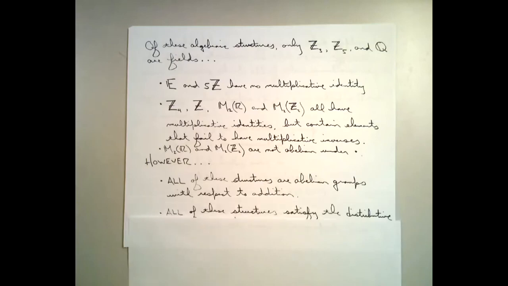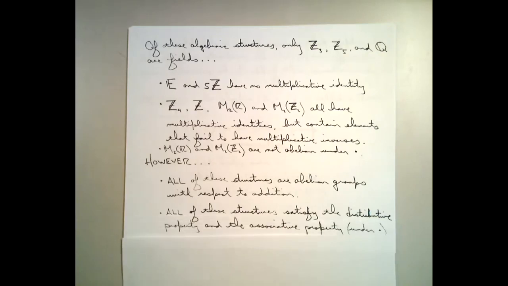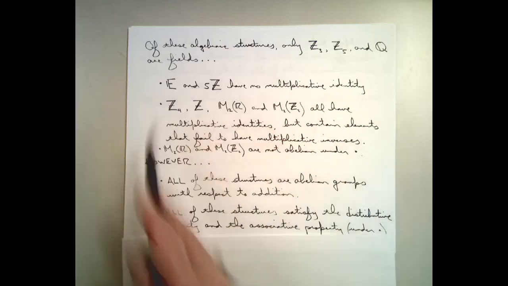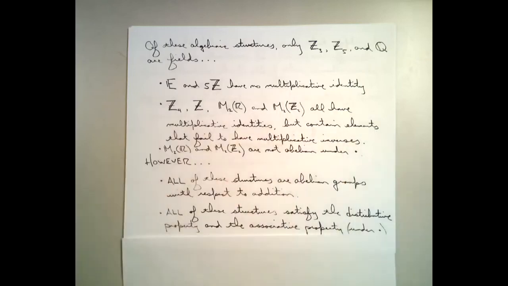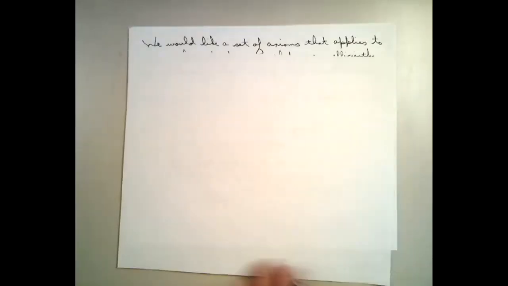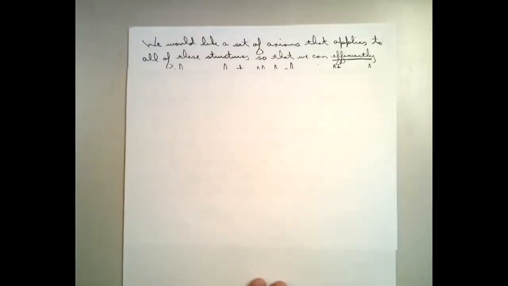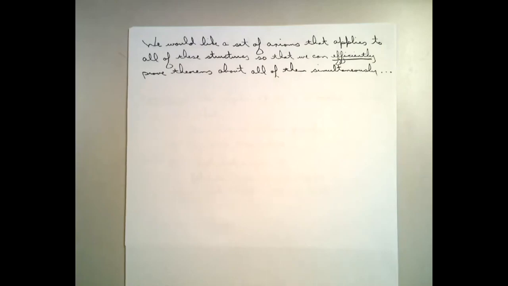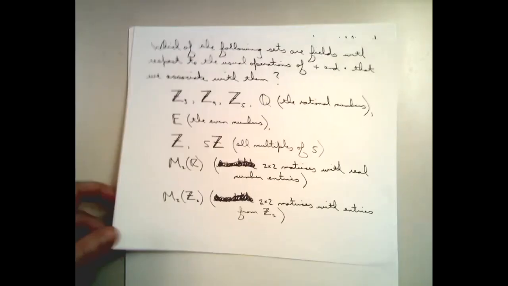All of these structures also satisfy the distributive property. And in addition, under multiplication, the associative property holds as well. So they do fail to be fields for the reasons given up here, but they do all satisfy some of the properties of a field. What we'd like to do is to develop a set of axioms that applies to all of these structures. After all, they are all important structures to us, right?